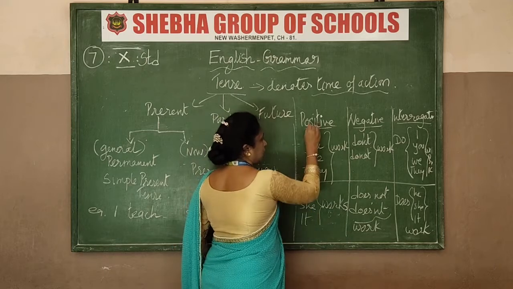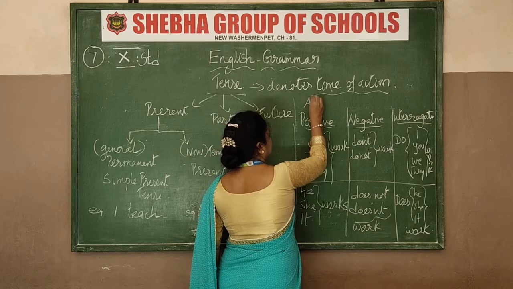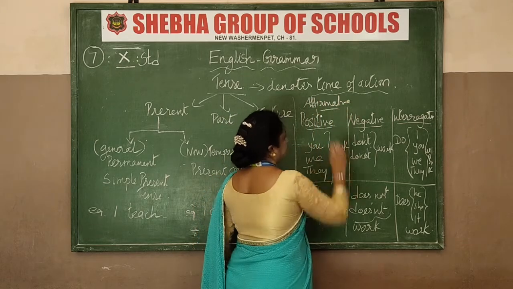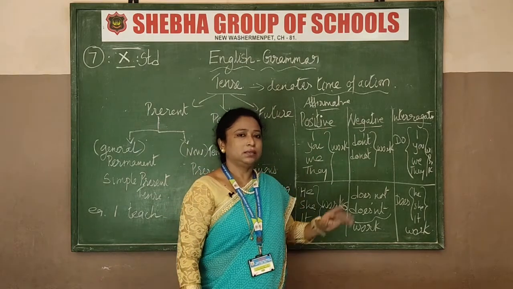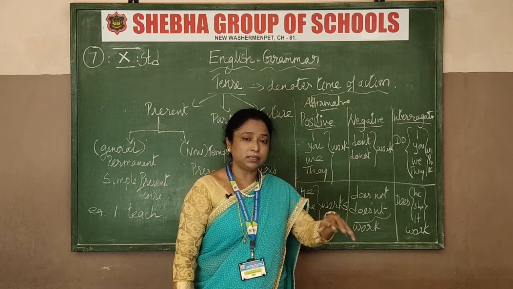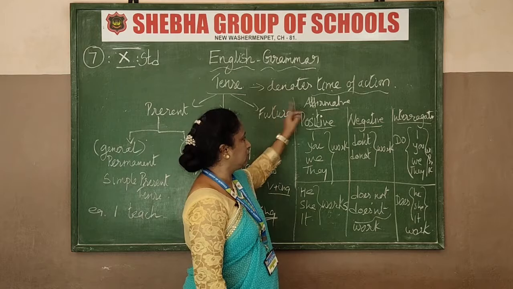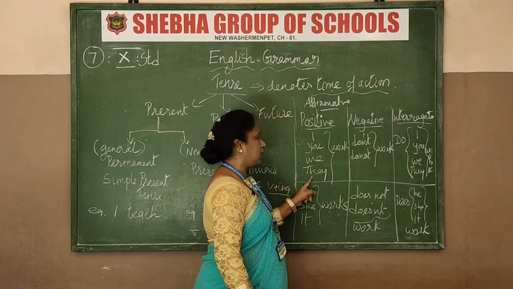Now we are going to take positive. What is positive? Affirmative. Another word for positive is affirmative. Affirmative, negative, have you heard about that? Now a sentence can be an affirmative sentence or a negative sentence. So affirmative means positive. Okay, now listen. An affirmative sentence, how do we write it? I work, you work, we work, they work.